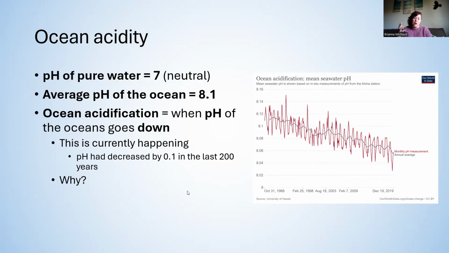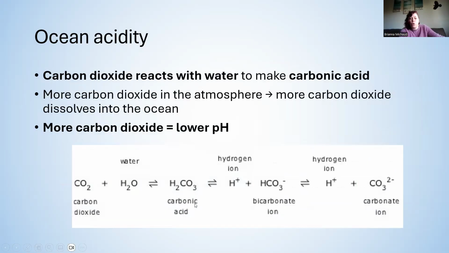I think a lot of people, when they hear the term ocean acidification, they think like the ocean water is going to burn you, right? It's so acidic that it burns you. That's not at all what we're talking about. And in fact, the ocean is still less acidic than pure water. So it's not that the ocean is becoming acidic in a way it's going to burn you. It's becoming more acidic than it used to be. And that is a problem for certain organisms.